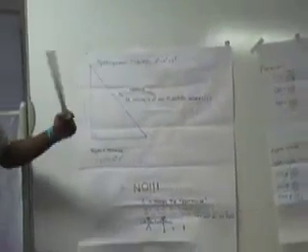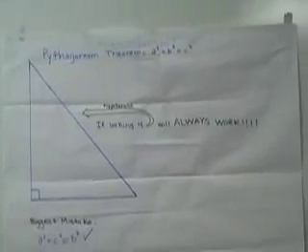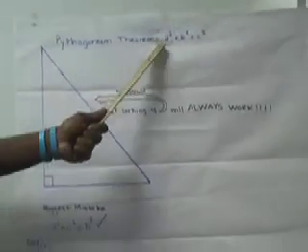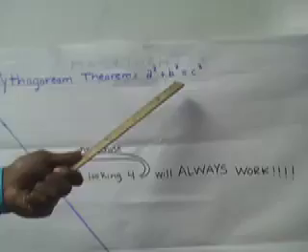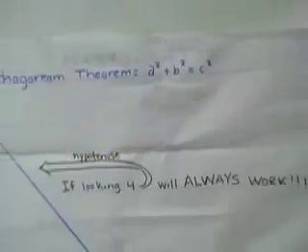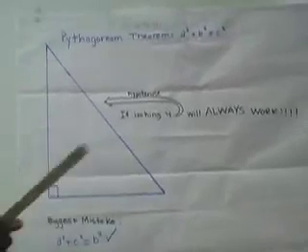I'm going to talk to you guys a little bit about the Pythagorean Theorem. It's a very simple equation. It basically goes: a squared plus b squared is always going to be equal to c squared. And that's for any right triangle. No matter what, it will always work.